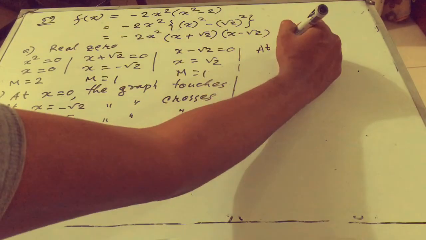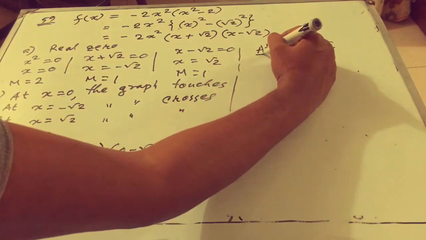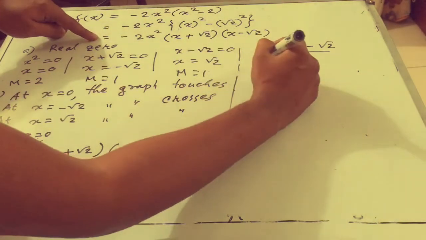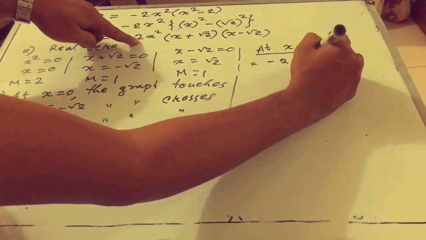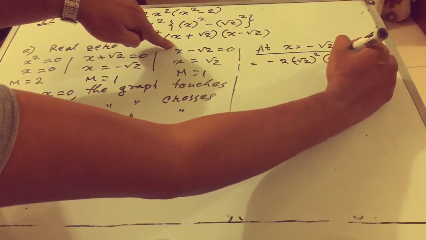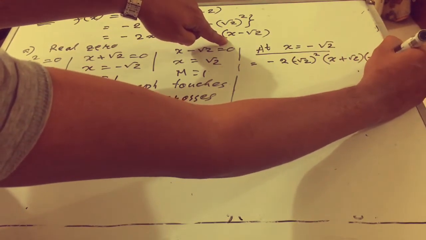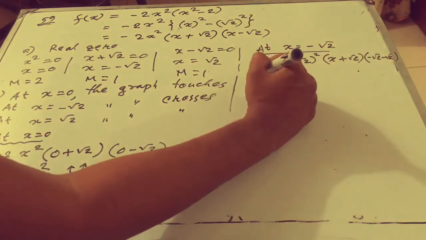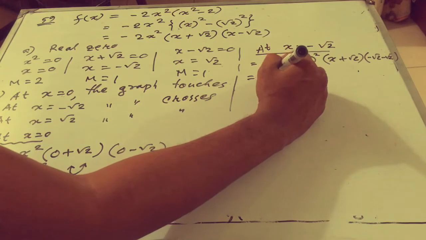at x equals negative root 2, what happens here? Let's see. At x equals negative root 2, now we'll put it in this place. Look at this, minus 2, then minus root 2 whole squared, then we cannot put it here, we have to put it here, minus root 2. So just minus root 2 and minus root 2 there. If you are confused, this is what it is. So let me show you one more step here.